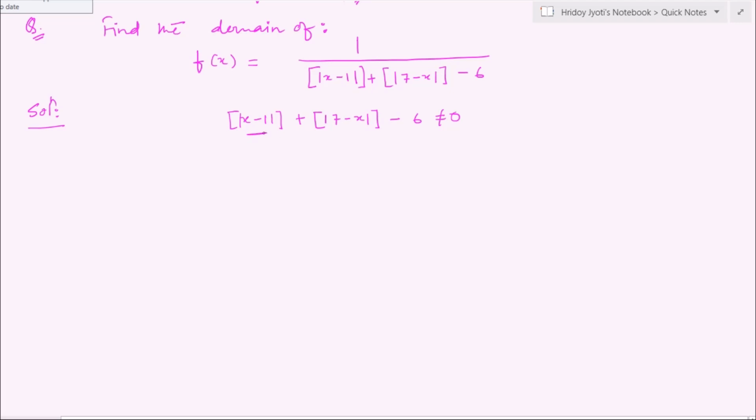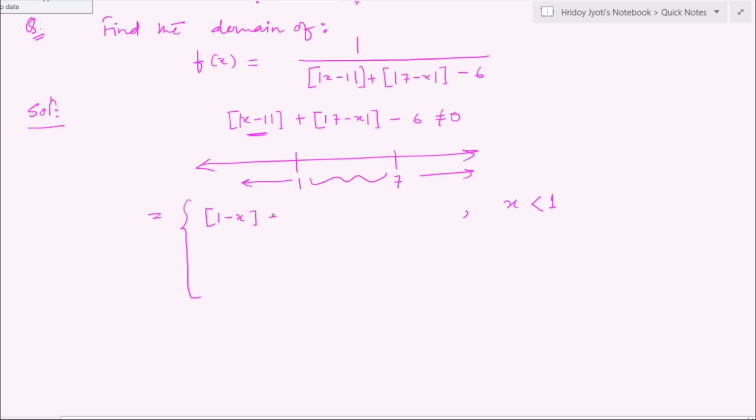Since modulus of x is involved, we'll make the intervals: first interval less than 1, next interval between 1 and 7, and the next interval greater than 7. Again, we'll break it. So for x strictly less than 1, from here we'll be getting 1 minus x plus, from here also, 7 minus x, GIF not equal to 6 for the first interval.